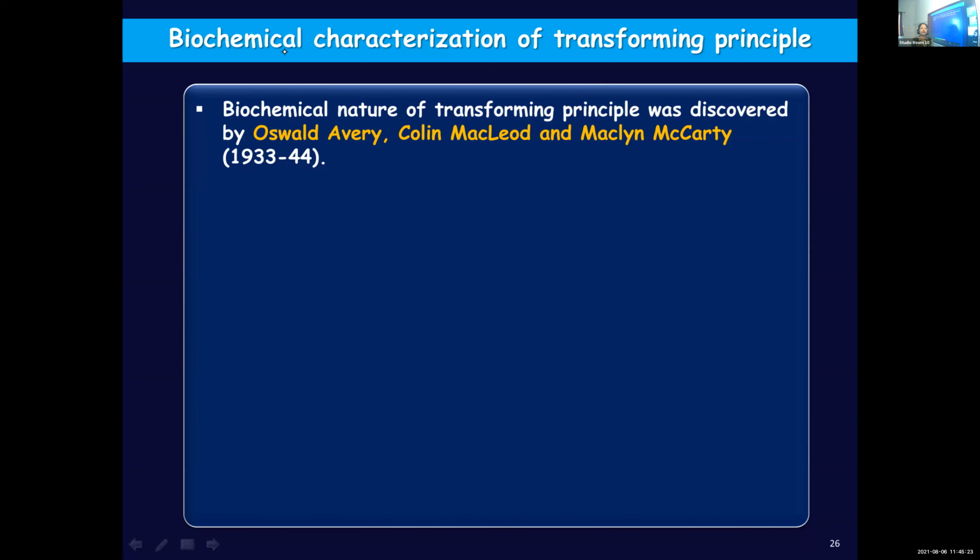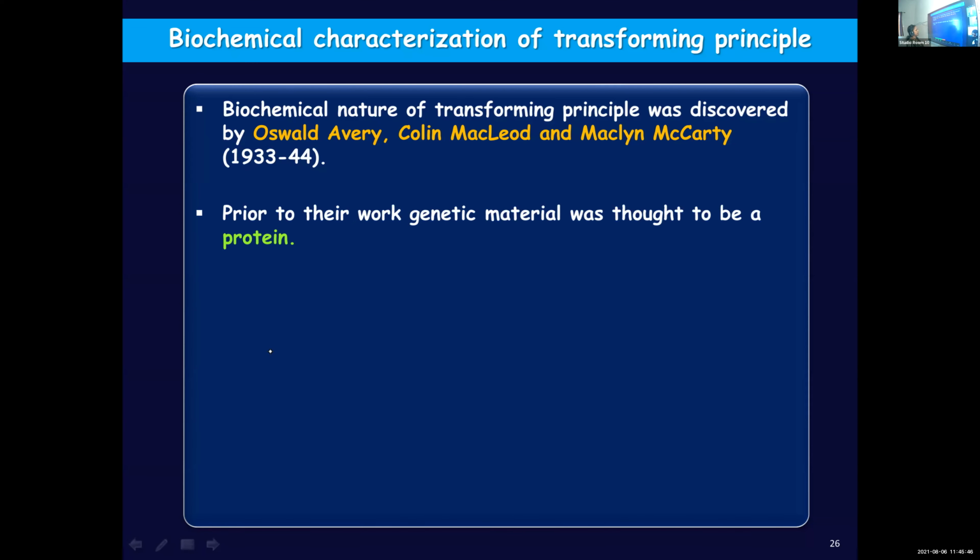Frederick Griffith, even though he could find that some transforming principle got transferred from heat killed S strain bacteria to R strain bacteria, was not able to give a proper explanation about the biochemical nature of this genetic material. So these scientists conducted experiments and found out the biochemical nature of transforming principle. Prior to their work, genetic material was thought to be a protein. Scientists assumed this could be a protein, but there was no experimental proof.